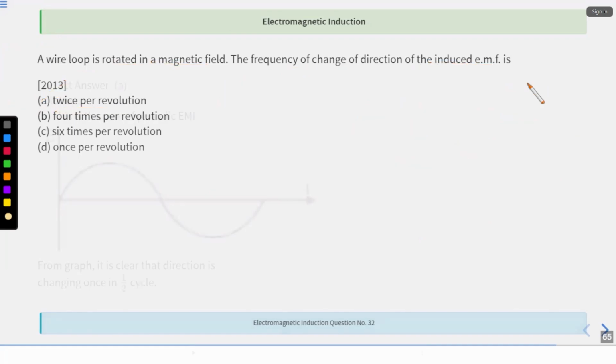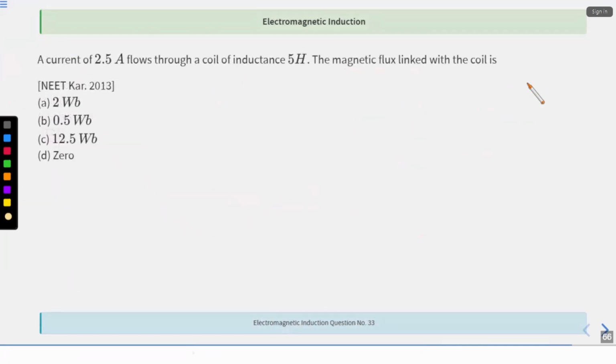So moving on to next question. Question number 33. Current of 2.5 ampere flows through a coil of inductance 5 Henry. So I is given to me as 2.5 ampere. Inductance L is given to me as 5 Henries. Magnetic flux linked with the coil is asked.